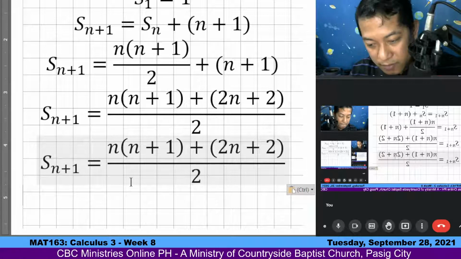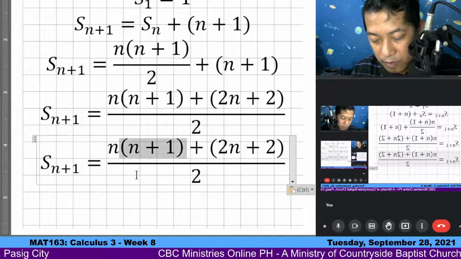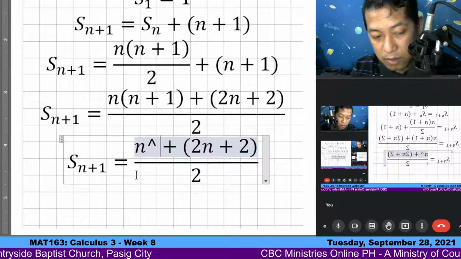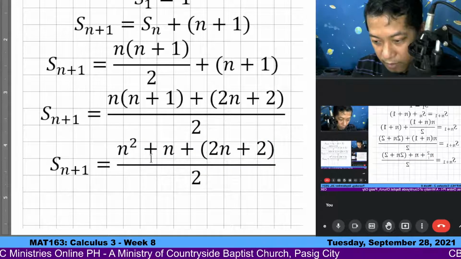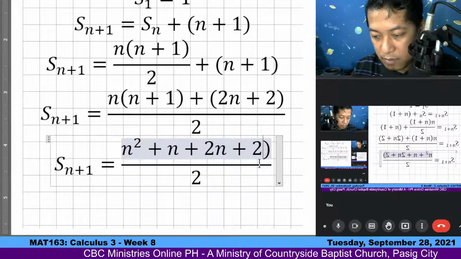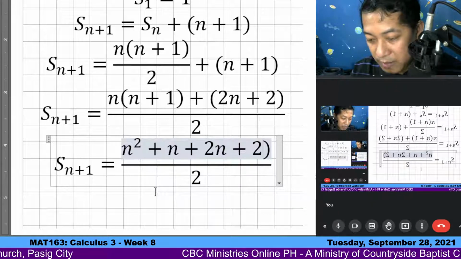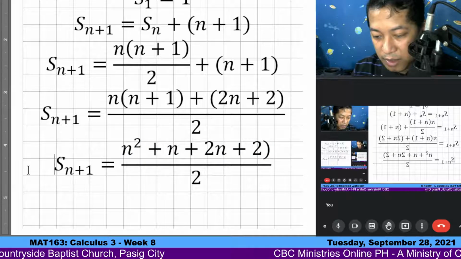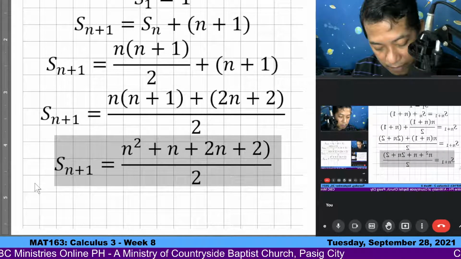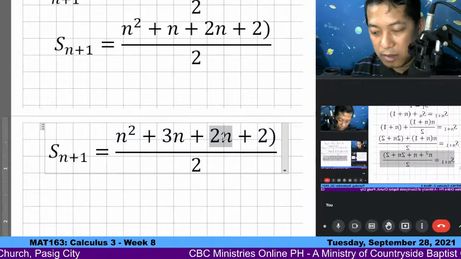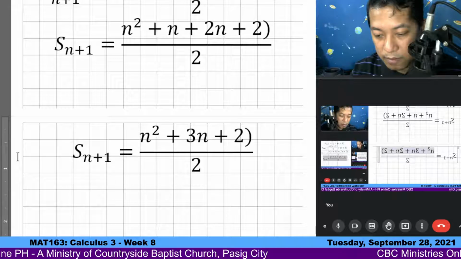Paano nga ba masimplify ito? So of course, you could plug in some of your mathematical concepts here. N squared plus n. Ayan, tanggalin na natin yung parenthesis. So from there, what you could have is a simplification of a trinomial square. This will become 3n. Tanggal na to. And of course, this is factorable, obviously. So by factoring, we could have the result.